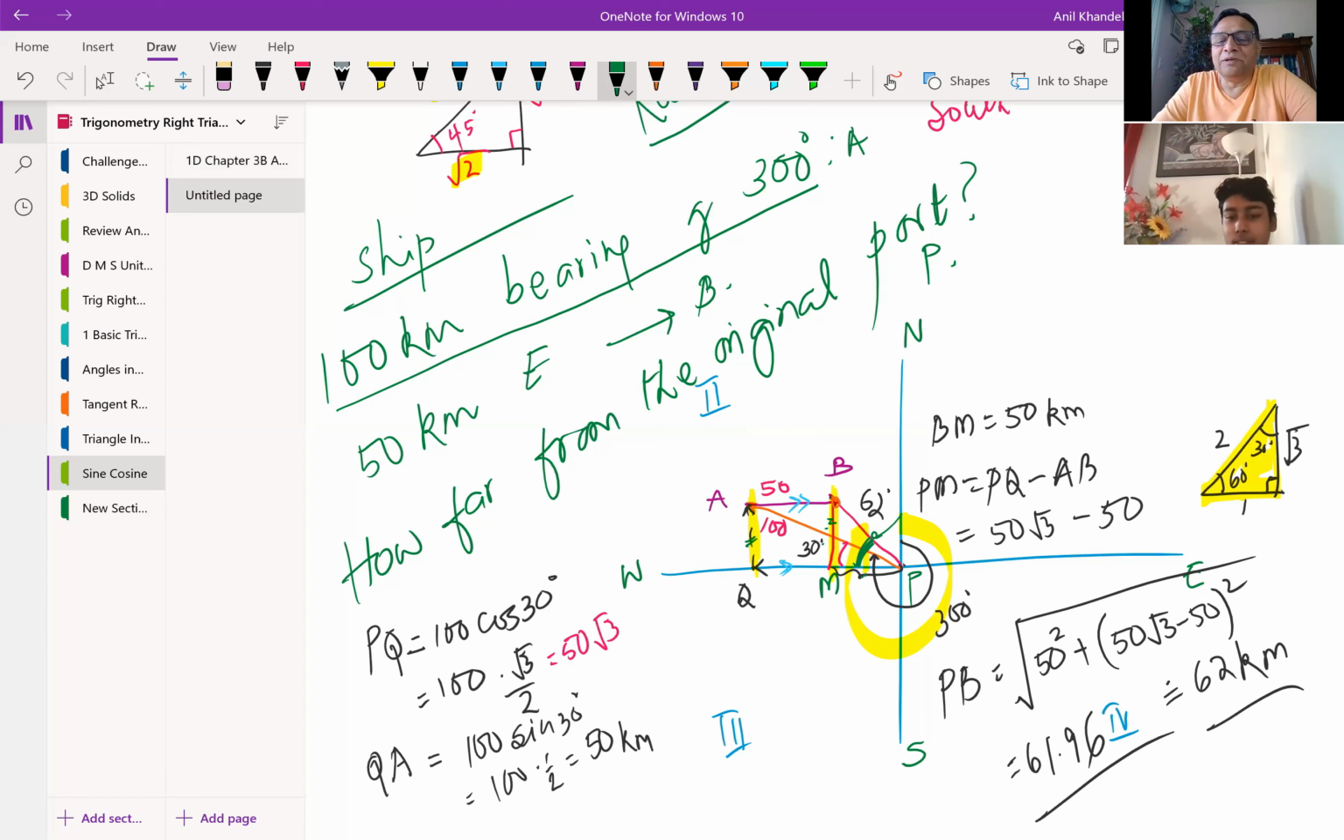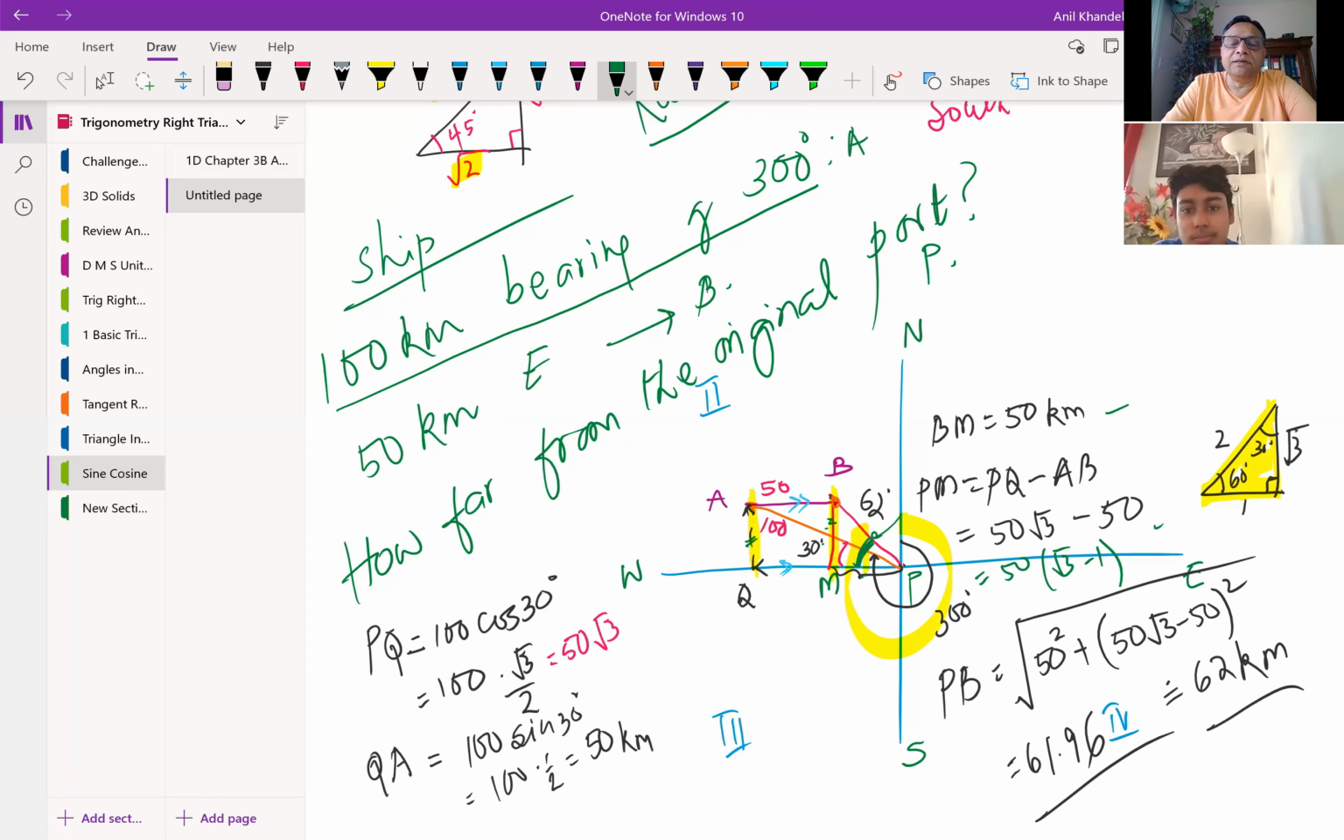Yes, sir. Tell me, how will you get this answer? You can use tan, for example. So tan will be ratio of these two, correct? Yeah. And calculate the answer. You could also write this as 50 square root 3 minus 1. So tan ratio, BM is opposite over PM.